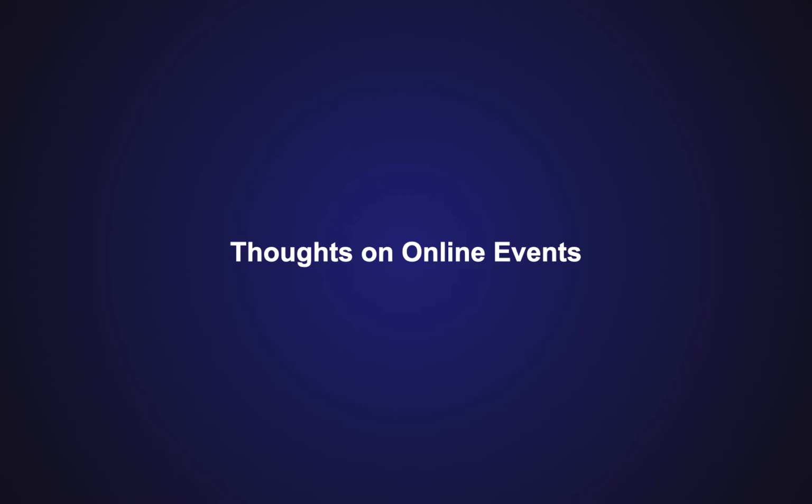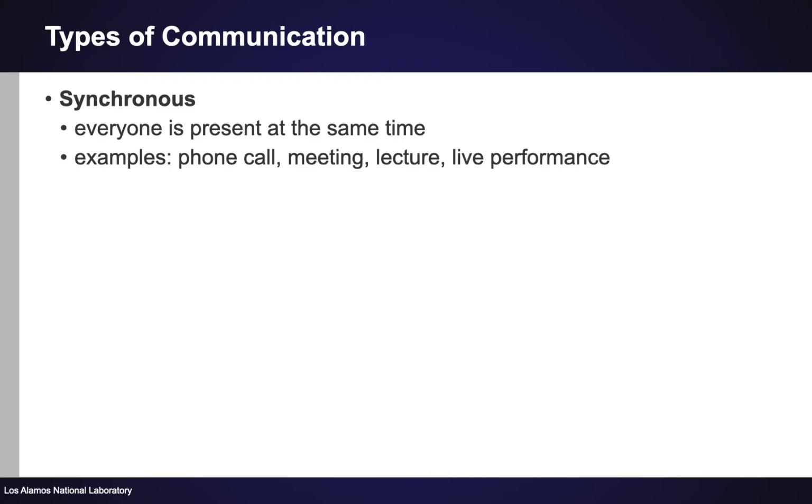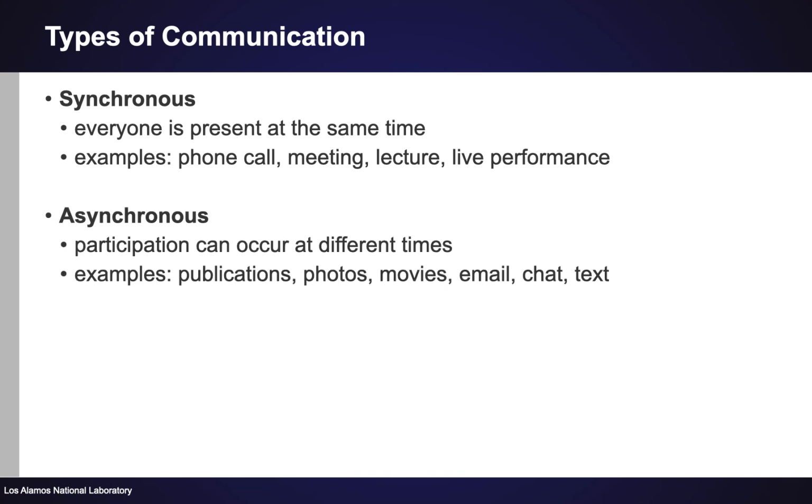Now we'll transition to the last topic in this particular talk, which is some thoughts I have on developing online events. I'll begin with discussing types of communication, because I think they help you understand what you might do. If everyone is present at the same time, we can call this synchronous communication. Examples include making a phone call, attending a meeting in the same room, video conference, lectures, and live performance. These are all good examples of synchronous communication.